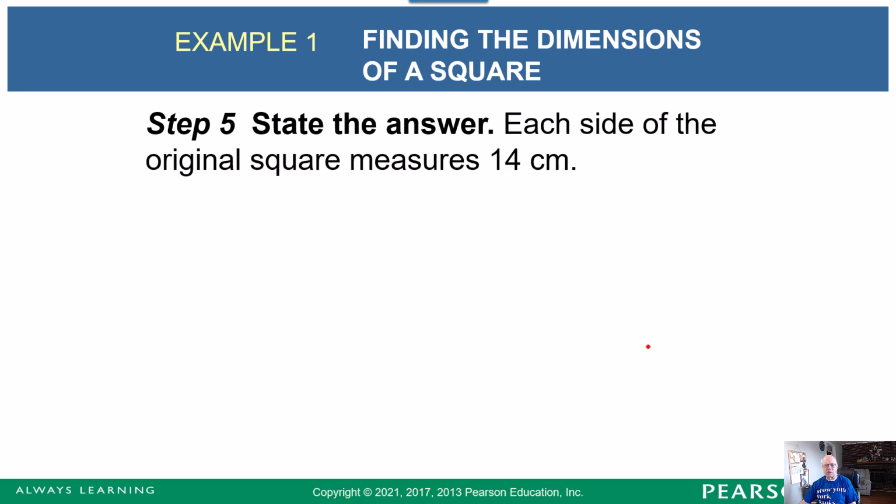So what's the answer? Each side of the original square measures 14 centimeters. Notice that it's a complete sentence, and it tells exactly what we were looking for. It's about the original square, how long each side is, and how long each side is, 14 centimeters.